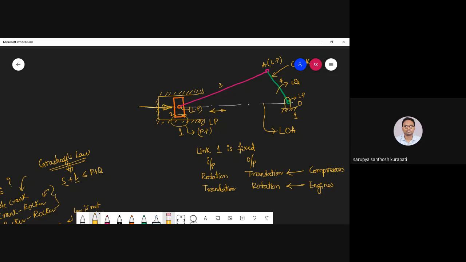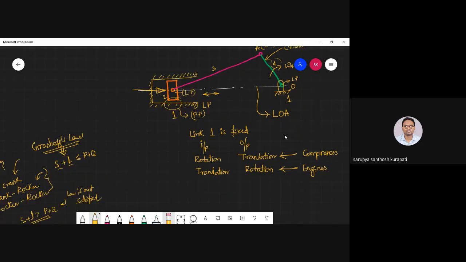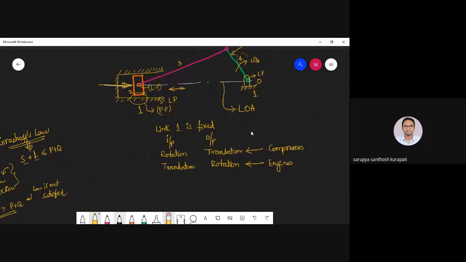So these are compressors, when link 1 is fixed. Next is when link 4 is fixed, but I'll come to link 2 because here I've denoted different links. Link 2, which is a piston or a slider, is fixed. So what is the mechanism we are going to get? Pendulum pump or hand pump. I hope you remember pendulum pump or hand pump.